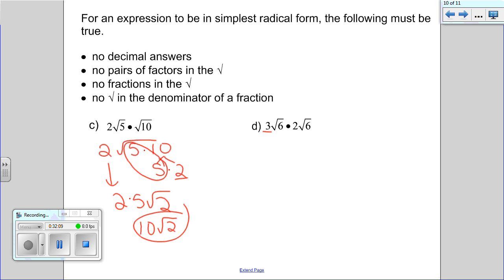If we look at our example here, we're going to do 3 times 2 is 6. 6 times 6 from those. And right there is our pair of 6s. So we could pull those out. And 6 times 6 is 36.